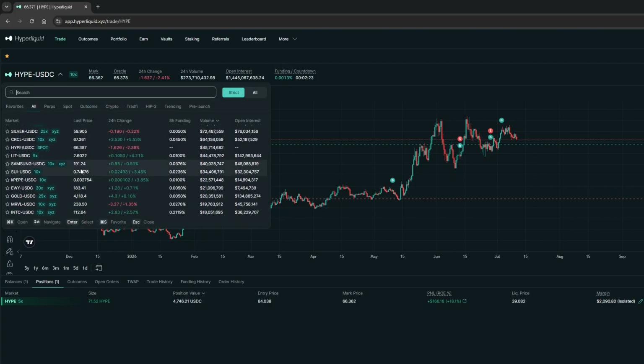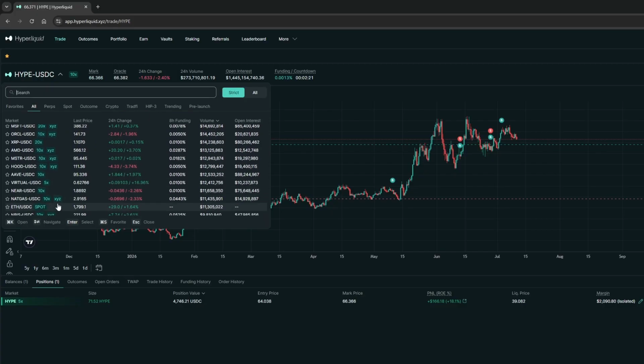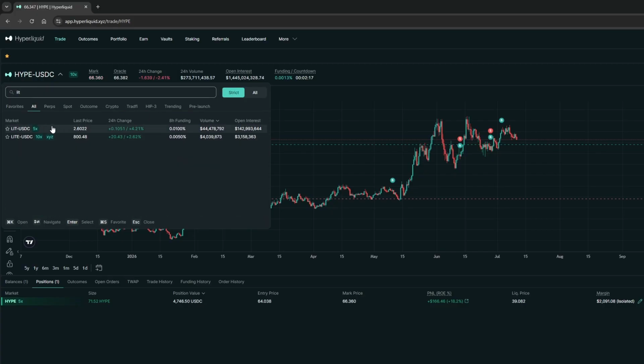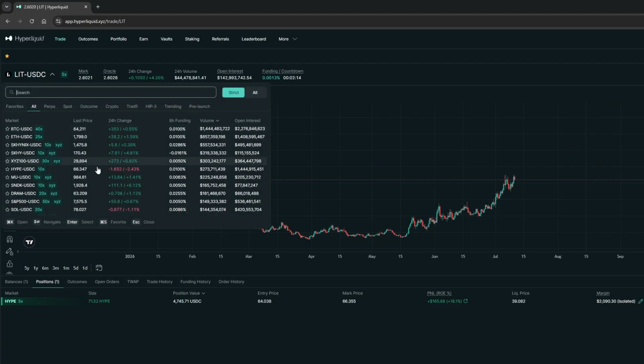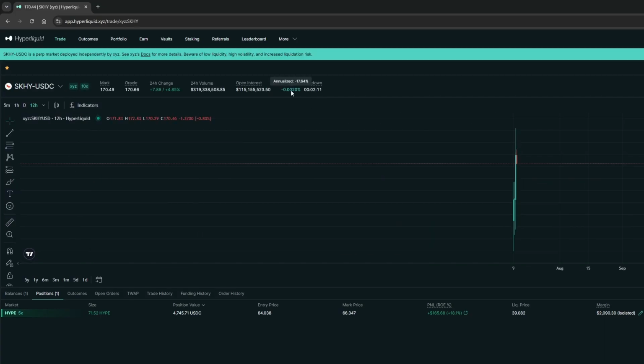I don't know if I can find something where it's negative, but if it's negative, then anyone going long will pay shorts. Here's one that's negative. So now anyone shorting will have to pay longs, because so many people are shorting this.